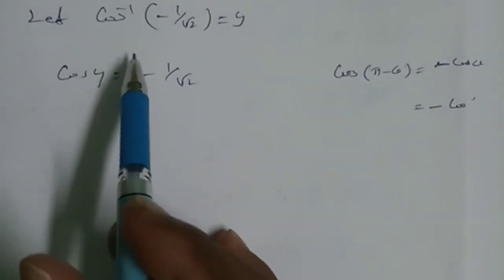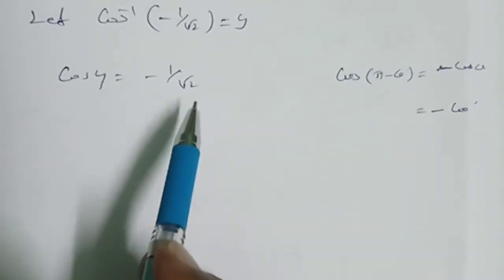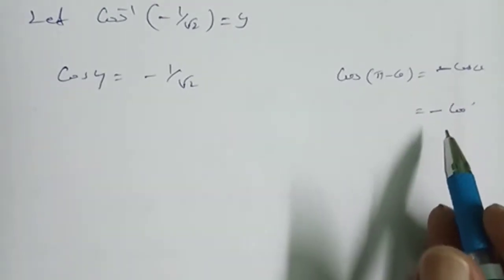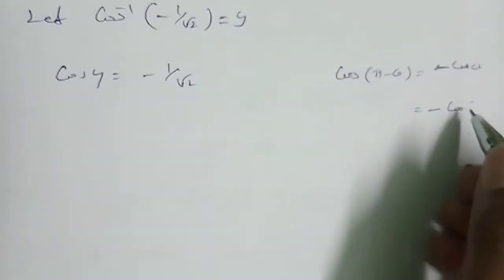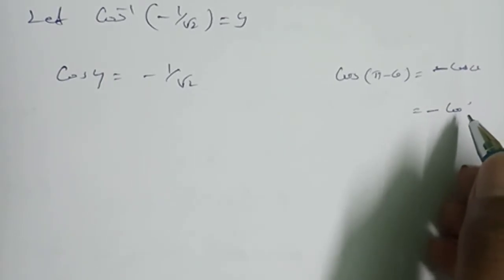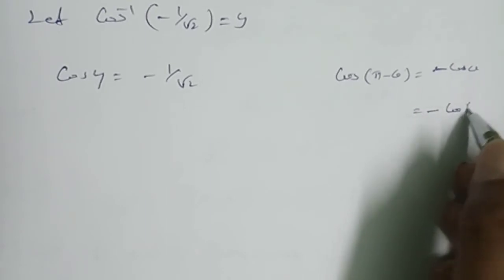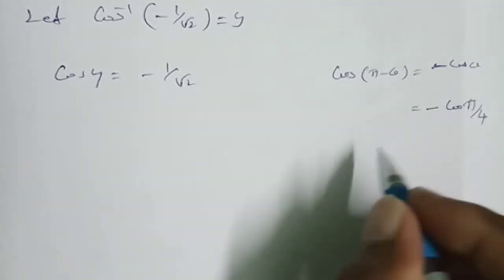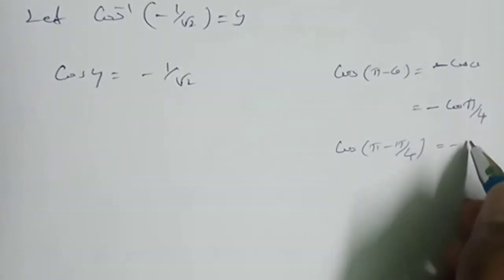Number 9. Cos inverse of minus 1 by root 2. Let cos inverse of minus 1 by root 2 is equal to y. So cos y is equal to minus 1 by root 2. Now cos of pi minus theta is equal to minus cos theta. So minus cos, here 1 by root 2, for what value of cos are you getting minus 1 by root 2, 45 degree. So pi by 4. So here also theta is replaced by pi by 4. So cos pi minus pi by 4 is equal to minus 1 by root 2.